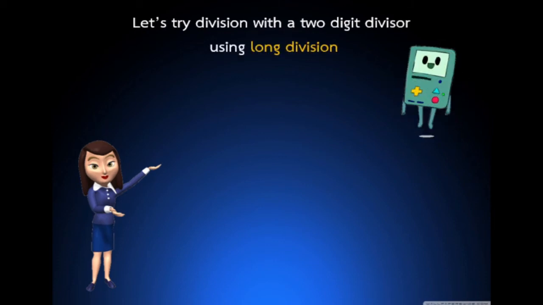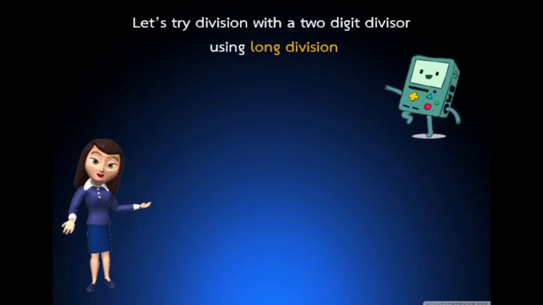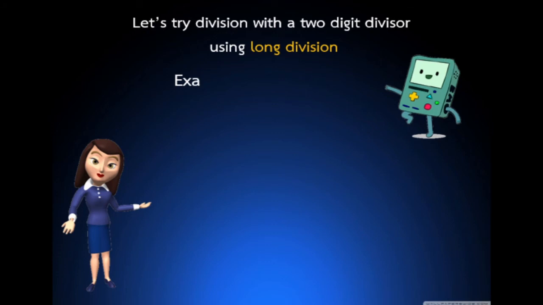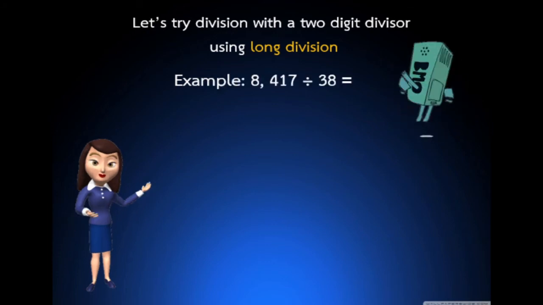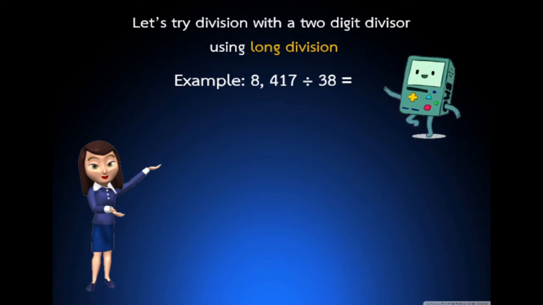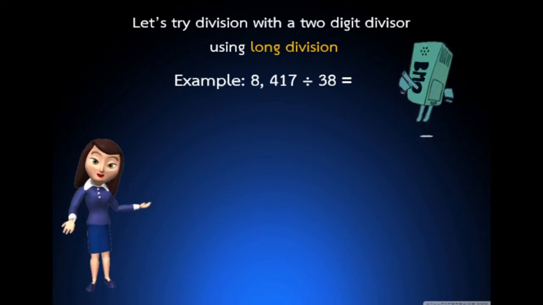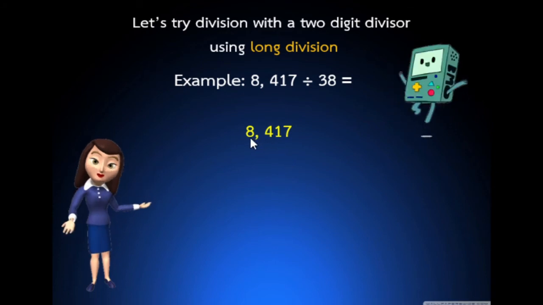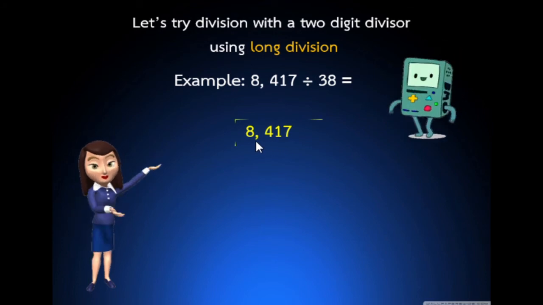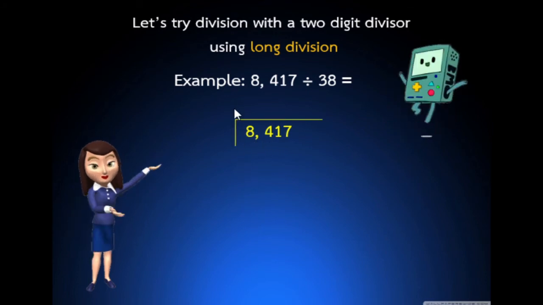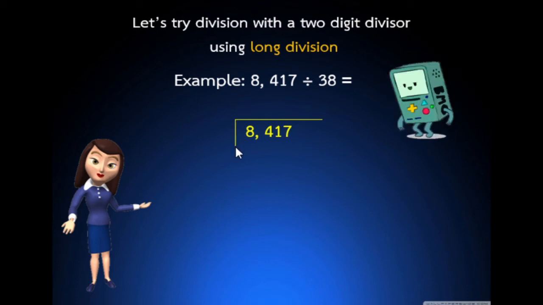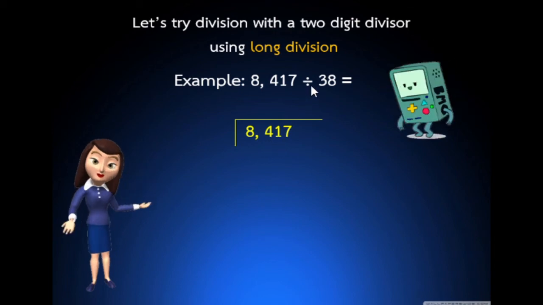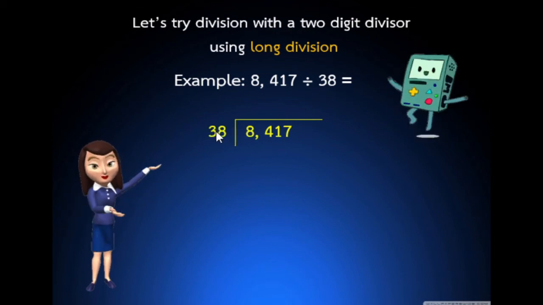First, let's try division with a 2-digit divisor. So, our divisor would have 2 digits only. Let's take this example. When we do long division, it looks like this. Write the dividend, 8,470, divided by this symbol, which represents division. So, 8,470 divided by the divisor, which is 38.